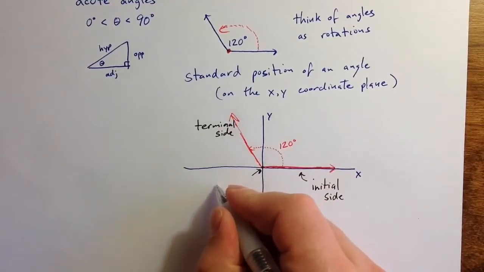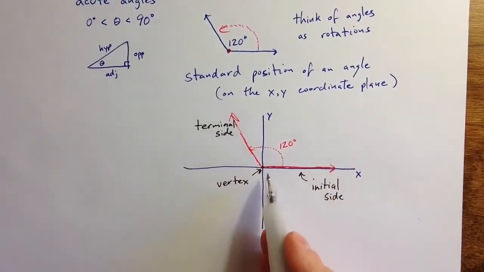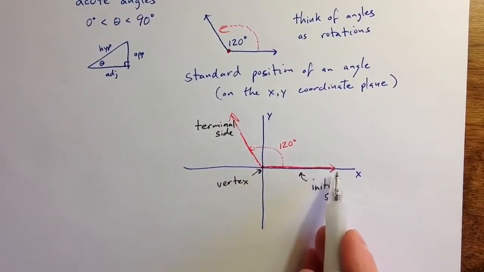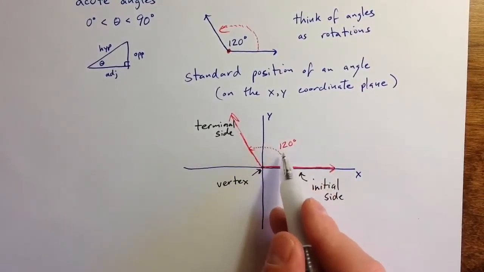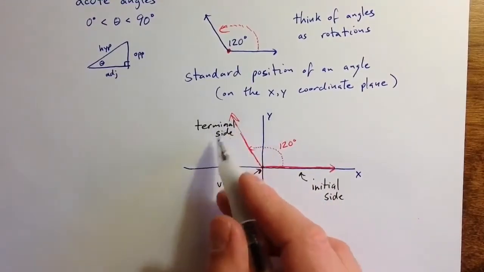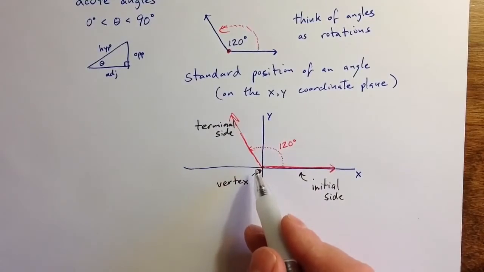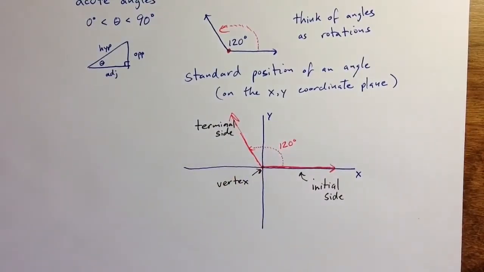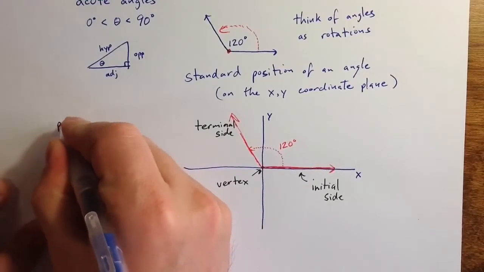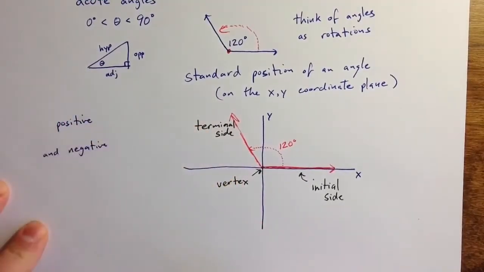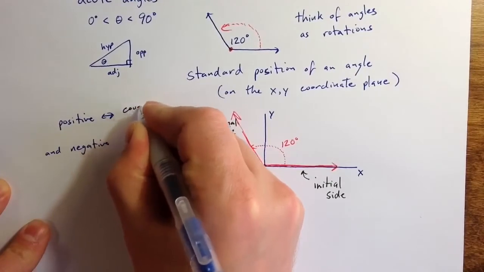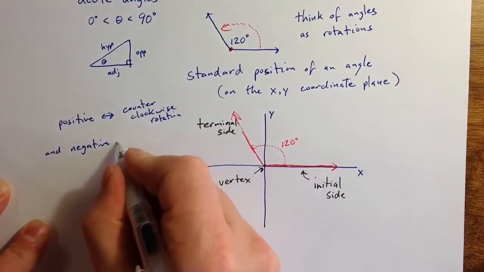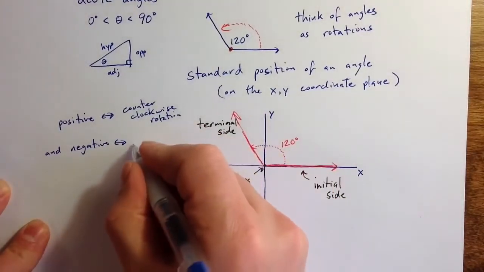Of course, the corner of the angle, we can still think of that as the vertex. So the vertex is placed on the origin. One side, called the initial side, is placed on the positive x-axis, and then, depending on the amount of rotation described by that angle, the other side appears somewhere in the coordinate plane and is called the terminal side. So this allows us to do a couple cool things. We can think of positive and negative angles. A positive angle is associated with a counterclockwise rotation, and a negative angle is associated with a clockwise rotation.